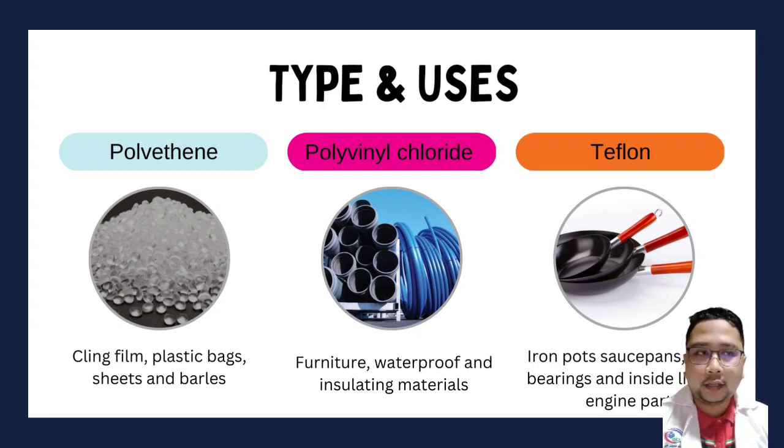And the last one, which we always find in our home and everywhere, is Teflon. Teflon is used to make iron pots, saucepans, bridge bearings, and the inside lining of engine parts.